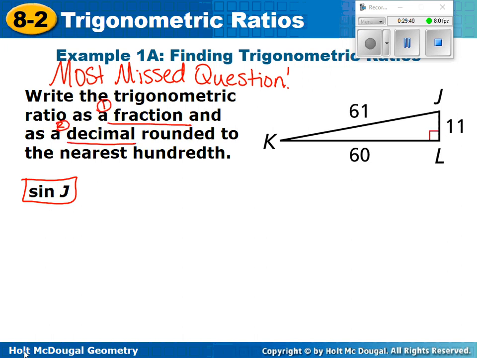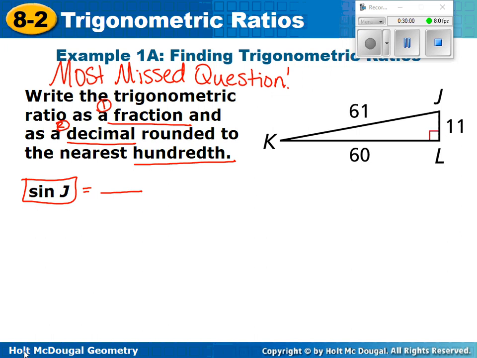So you're still going to have 2 answers on your homework, but it's the decimal part that always messes everyone up because they think, oh, that means I have to type the sine in on my calculator. You're not using the sine, cosine, or tangent. You are just typing in the numbers, writing it as a fraction, and then typing that fraction in and rounding it to the nearest hundredth.